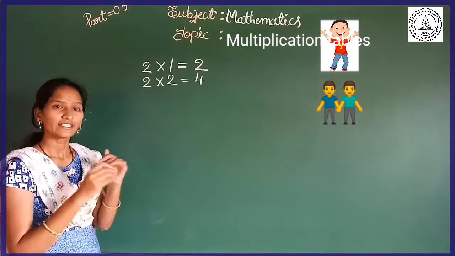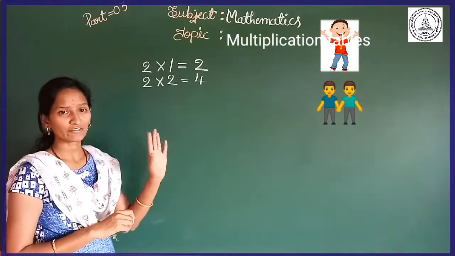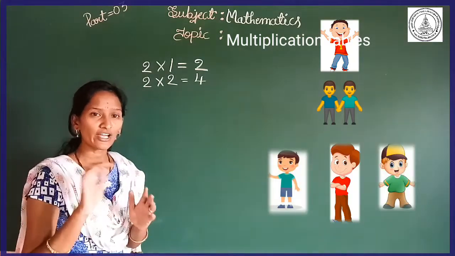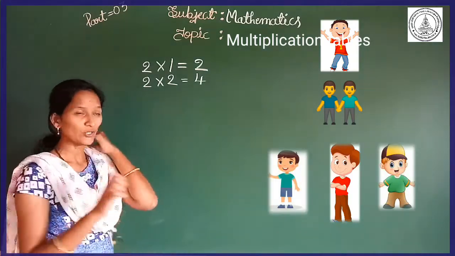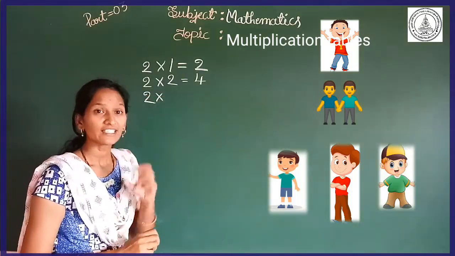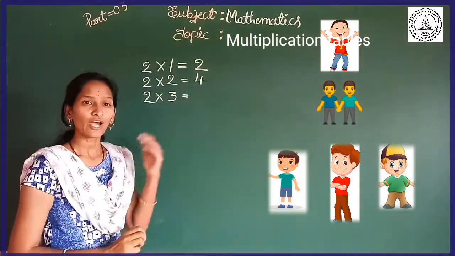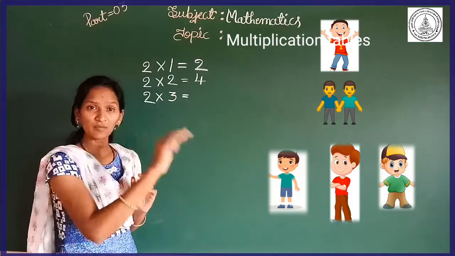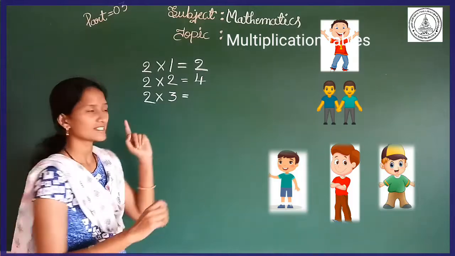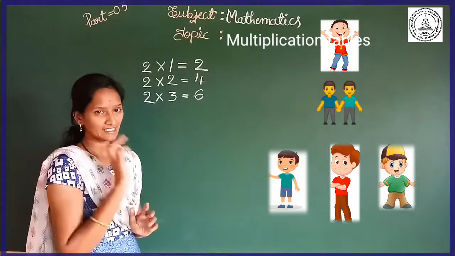So now come to the next concept. See, one is finished, 2 boys also finished. Now come to 3 boys. Yes, in 3 boys, each boy has how many legs? 2 legs, right? So here 2 legs. How many boys are there? 3 boys. Now you have to find out the number of legs in 3 boys. See, 1, 2, 3, 4, 5, 6. The number of legs in all the boys is 6.